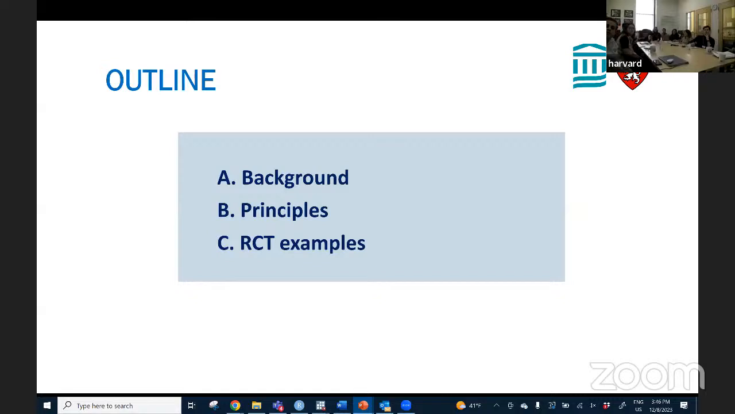The outline will be to actually understand why it's important, considering how it was born, then some of the principles, and then examples from our lab. Recently, we are trying to include this approach in our trials. So you will see some of the results, actually, we're going to compare the results.